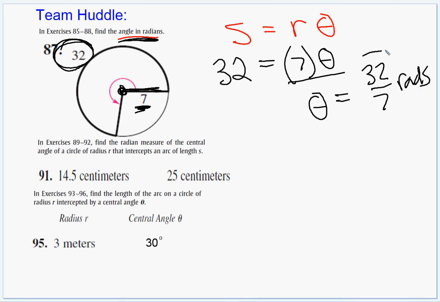And usually you have a pi in your angle when it's rads, but you don't have to. We could just divide that out and get a decimal. So there's our angle. That's the central angle in radians.